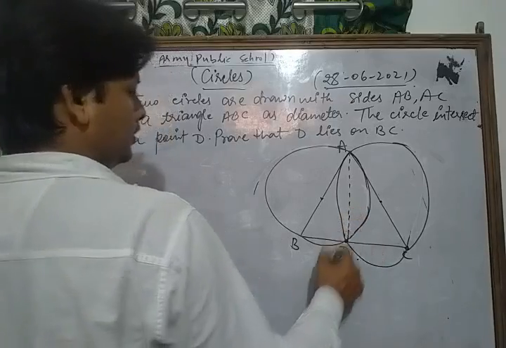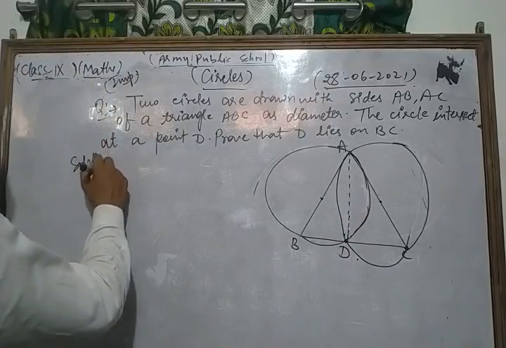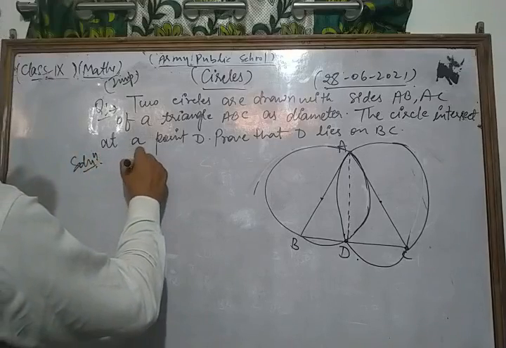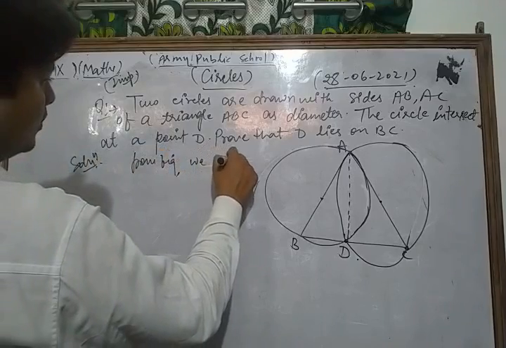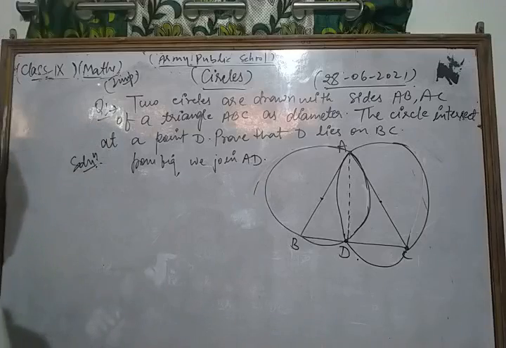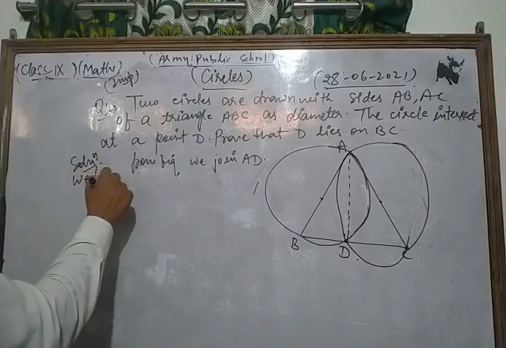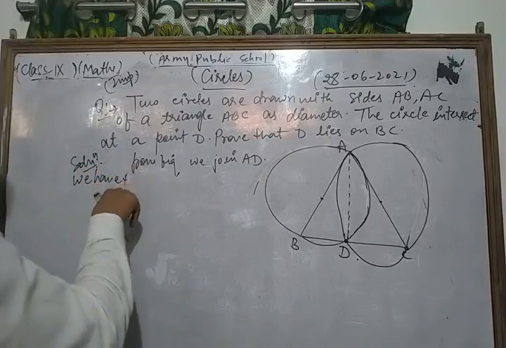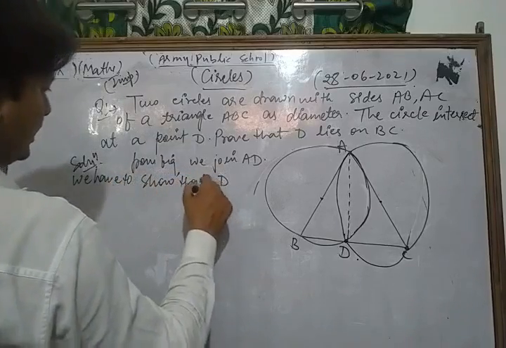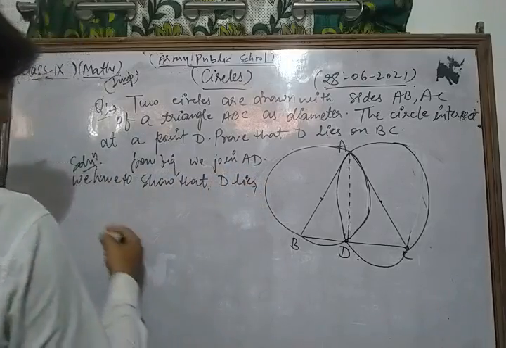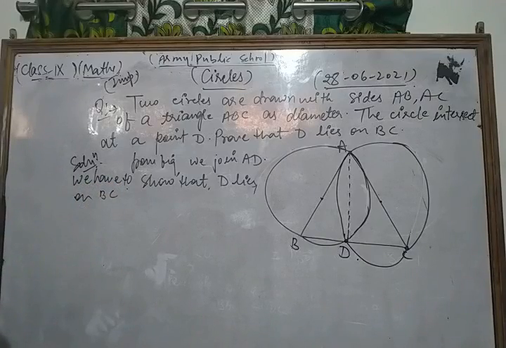Just join AD. Okay, now let's see its solution. From the figure we join AD, and to prove this we have to show that D lies on BC. Okay, look.